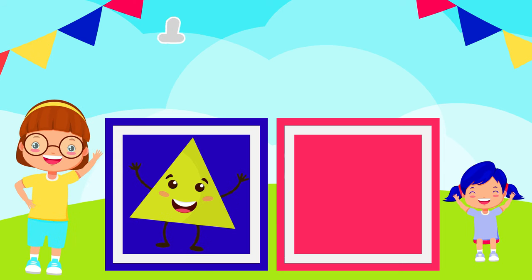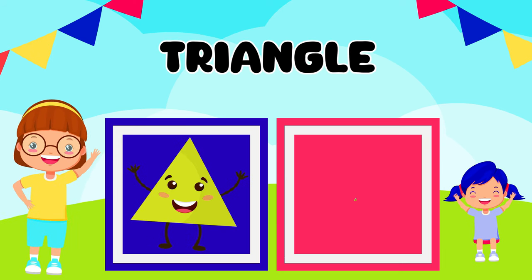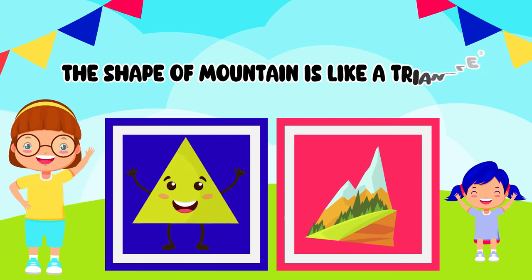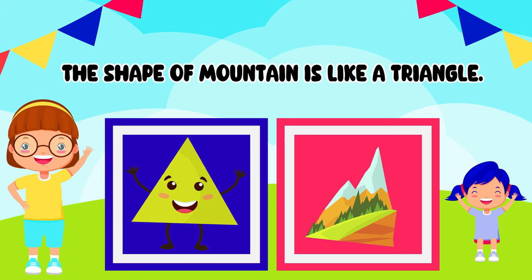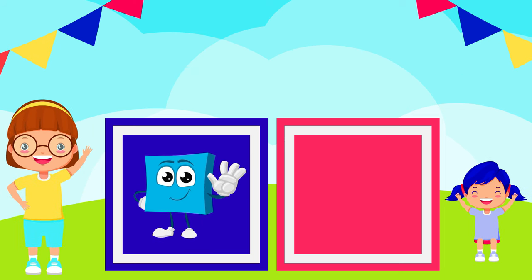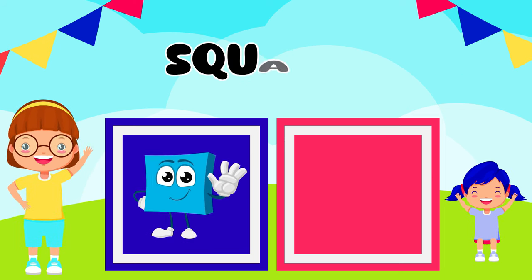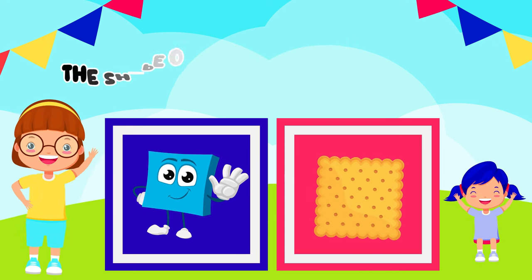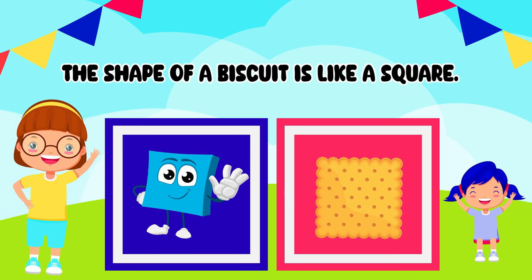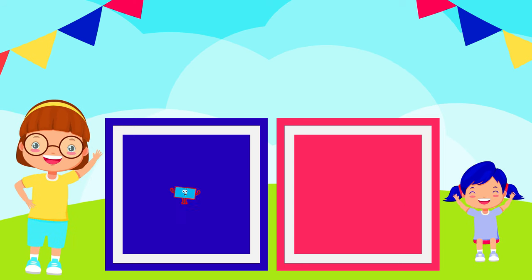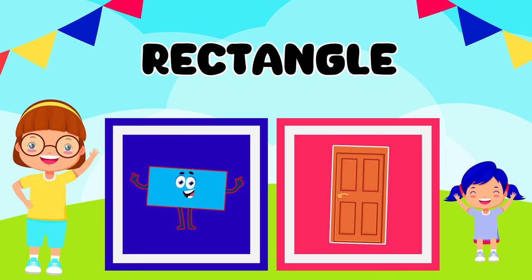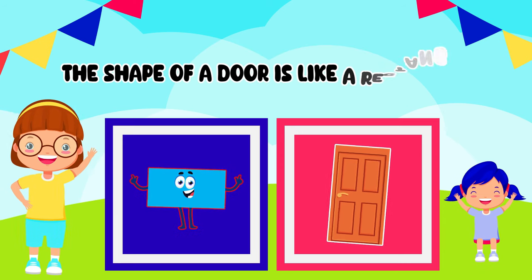Triangle. Triangle. The shape of a mountain is like a triangle. Square. Square. The shape of a biscuit is like a square. Rectangle. Rectangle. The shape of a door is like a rectangle.